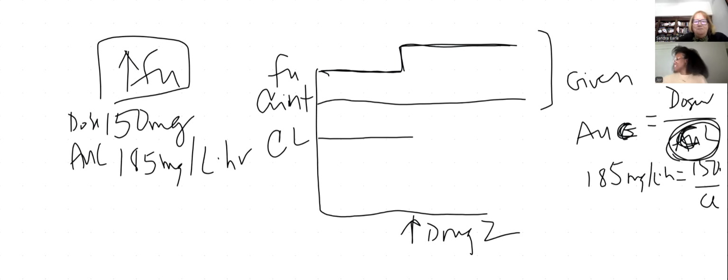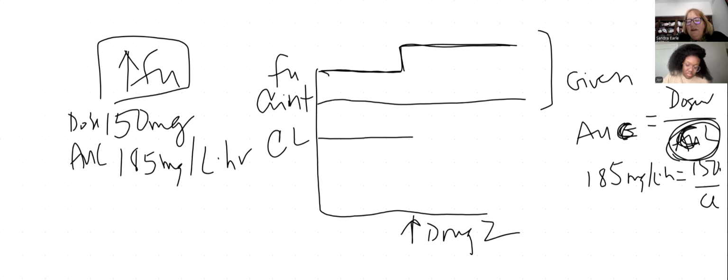Give me one second. Can I do the calculation? Absolutely, please do. I'm going to do it with you. Clearance is dose over area under the curve, so 150 divided by 185. I have 0.811. Very good. That's what I got.